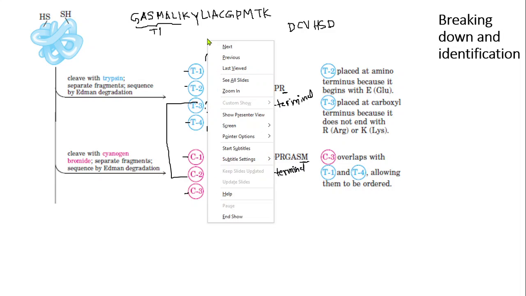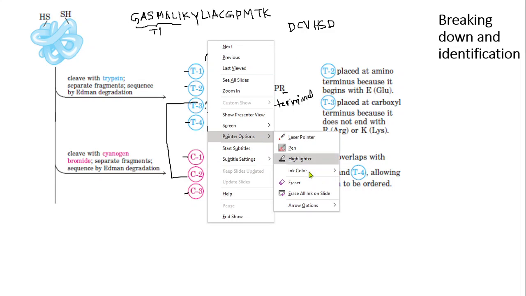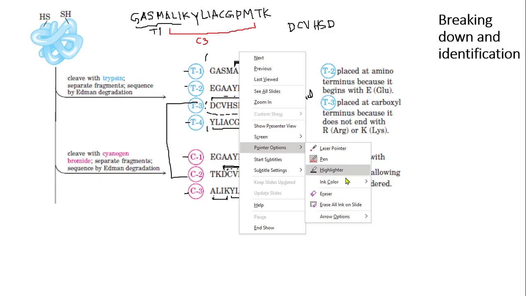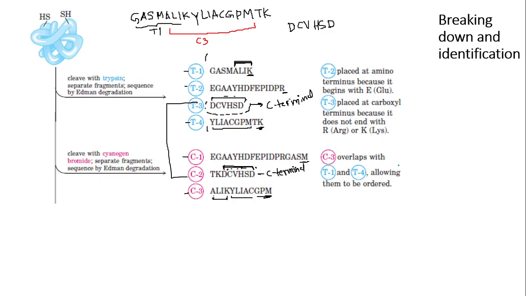Now let's identify the fragments one at a time. I'm going to use a different color right here. This part starting from ALIK to CGPM is the C3 fragment, right? Then, using green, starting from YLIA and then TK, this part is the T4 fragment.